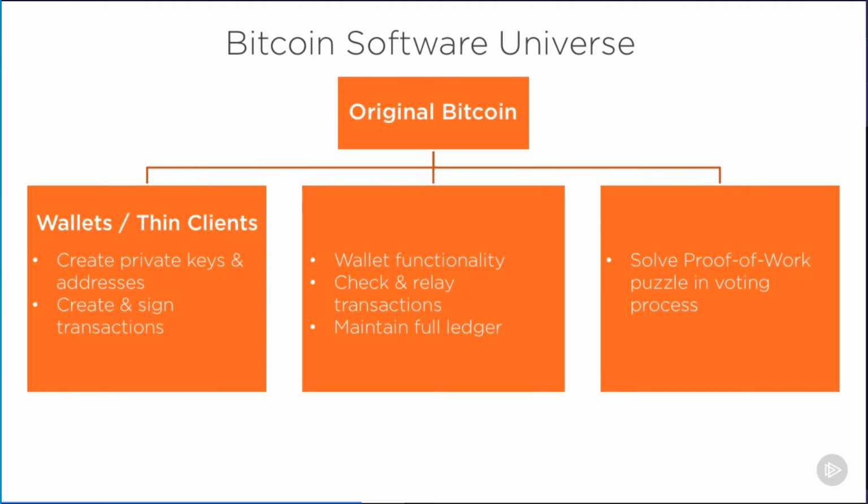Most wallet software, or thin clients, only handle address and transaction creation, but do not check or relay transactions or maintain a full ledger. This makes sense as many wallets run on mobile phones or on computers where the owner does not want to dedicate the resources to maintain a full ledger. Programs that check every transaction and maintain a ledger are called full nodes.